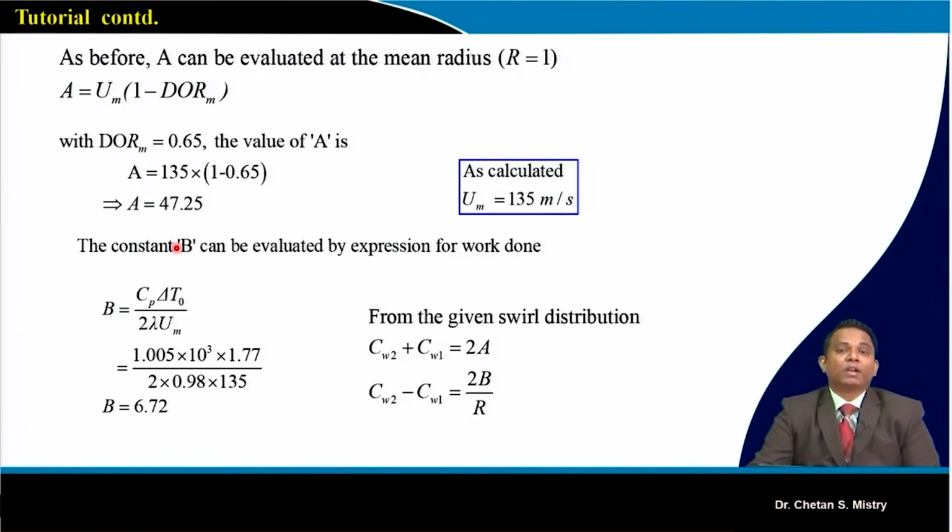Same way we can calculate B, which is based on our energy balance. My thermodynamic work and aerodynamic work are both the same. Based on that, we can say my B is Cp delta T0 divided by 2 lambda into Um. That gives me B as 6.72.